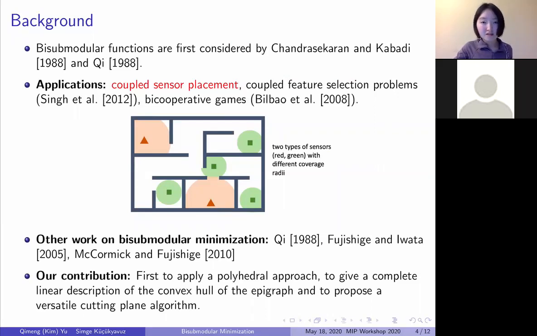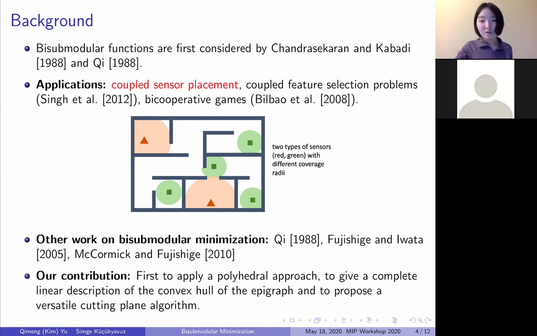Before our work, other researchers have considered bisubmodular minimization as well, but with different approaches from ours. She extended the Lovász extension result to bisubmodular functions, which implies that the ellipsoid method can solve bisubmodular minimization. Fujishige, Iwata, and McCormick and Fujishige respectively proposed a weakly and a strongly polynomial algorithm for unconstrained bisubmodular minimization.